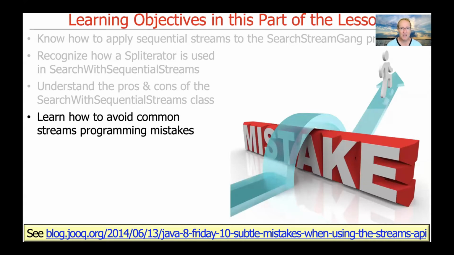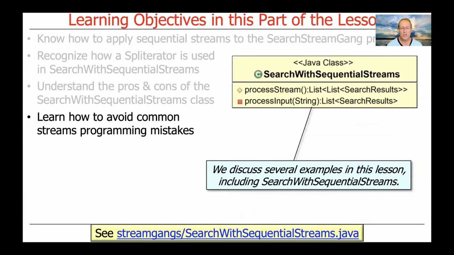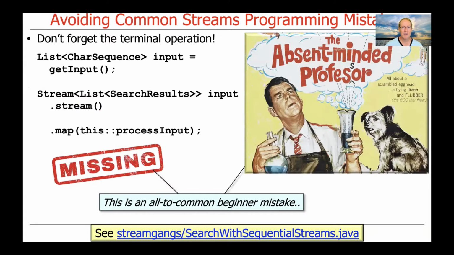If you want to learn about this, there's a nice link at the bottom of this slide that talks about 10 subtle mistakes when using the Stream API. We're going to talk about a number of these common mistakes. We'll use our examples that we've covered so far, things like the search with sequential streams example. We may also look at some other examples, like the Hamlet example and so on. But the point is that these are common problems, independent of what application or program or case study you're looking at.